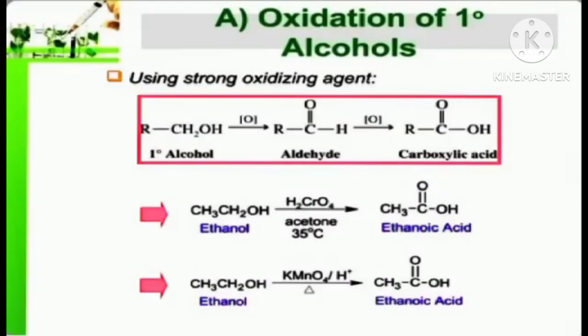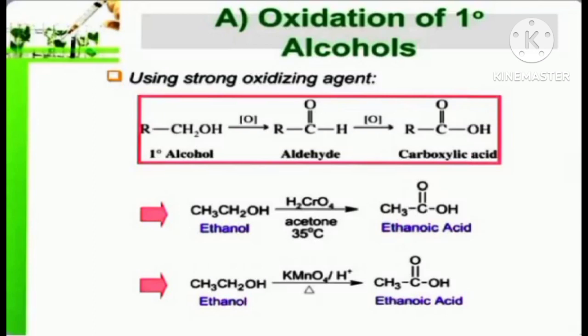Next, using a strong oxidizing agent to form carboxylic acid. For example, ethanol or CH3CH2OH added a strong oxidizing agent, which is H2CrO4 or chromic acid with acetone at 35 degrees Celsius. It will become ethanoic acid or CH3 bonded to carbon with double bond of oxygen and bonded to OH.